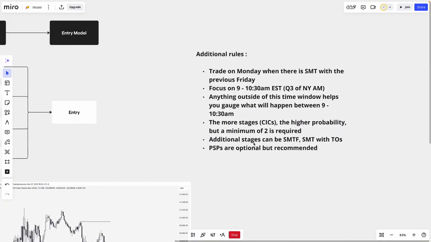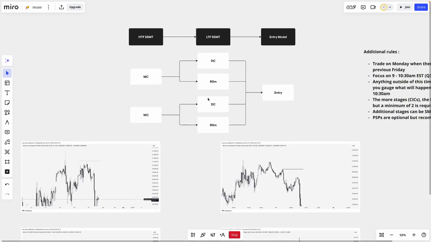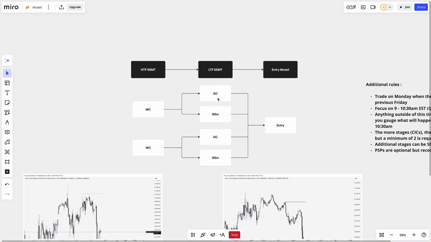So that's pretty much it for the model. Of course, there's some other smaller bits, but this is essentially the foundation of the model that I think we all should be using.